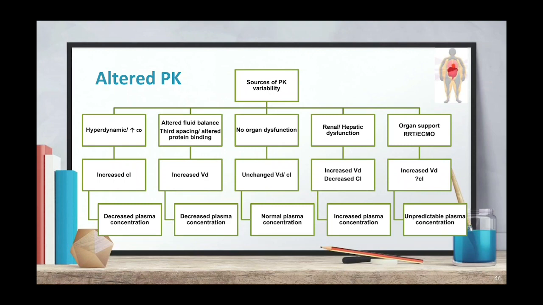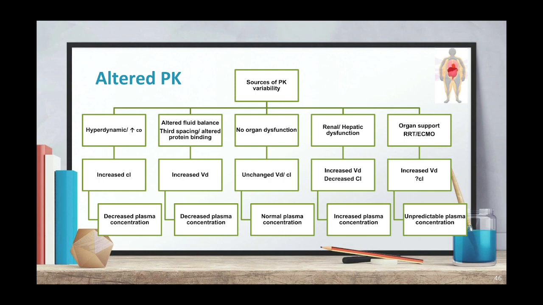What are the sources of pharmacokinetic variability? Hyperdynamic or increased cardiac output: increased clearance or decreased plasma concentration. Altered fluid balance, third spacing or altered protein binding: there might be increased volume of distribution and decreased plasma concentration. If there is no organ dysfunction: unchanged volume of distribution and clearance, and normal plasma concentration.